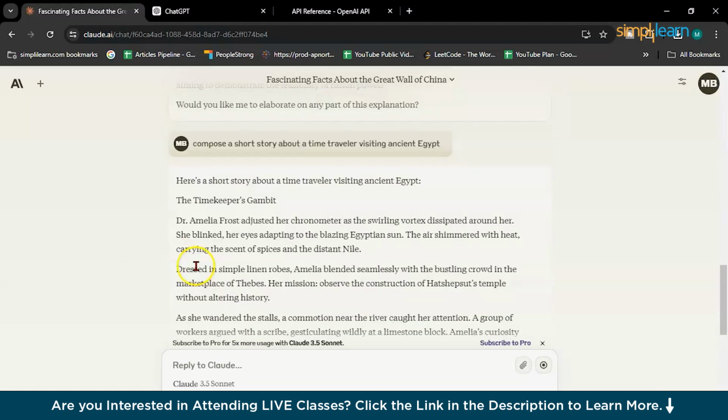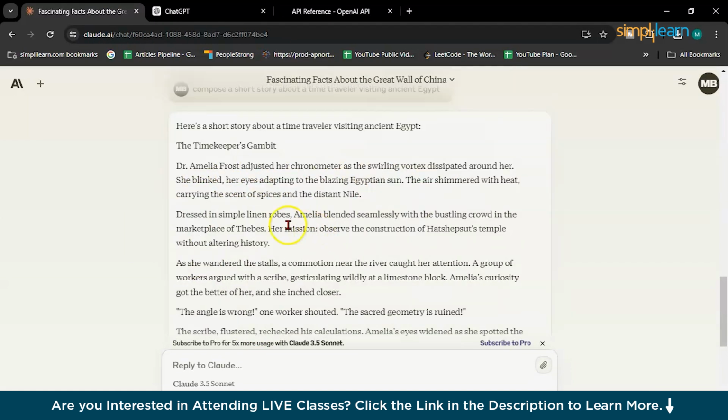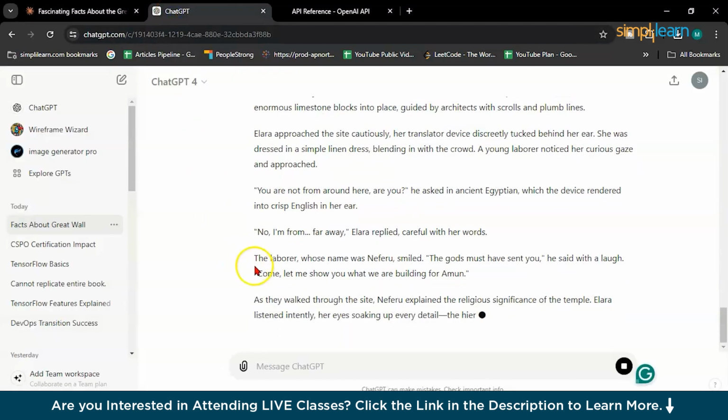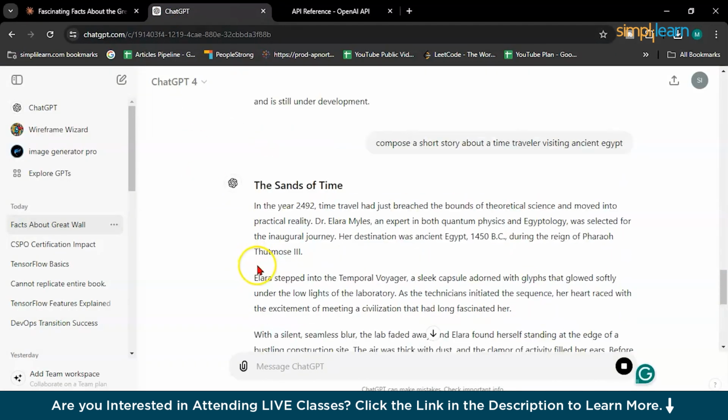So Claude 3 is giving, here is a short story about a time traveler visiting ancient Egypt. The Timekeeper's Gambit. Okay, Dr. Amelia Frost adjusted her chronometer as a swirling vortex dispersed around her. Claude 3 is using, you can say, heavy English. And okay, it's a good story.